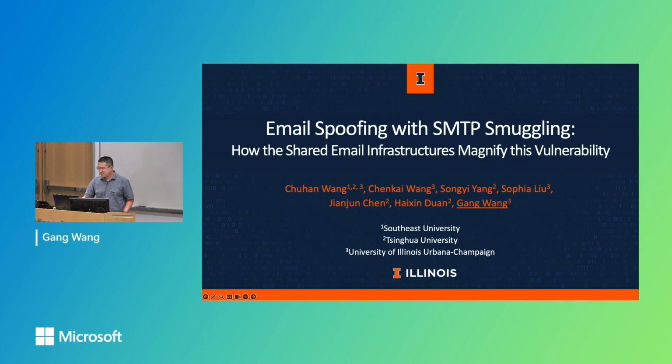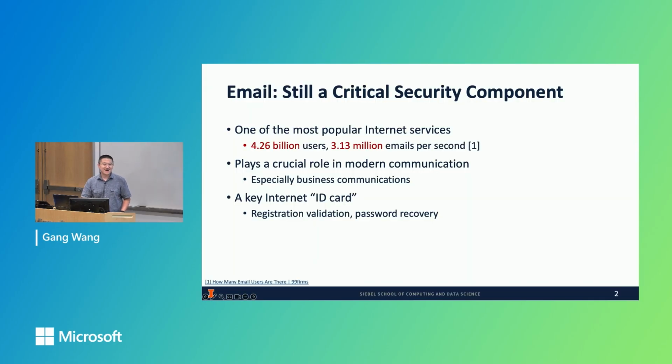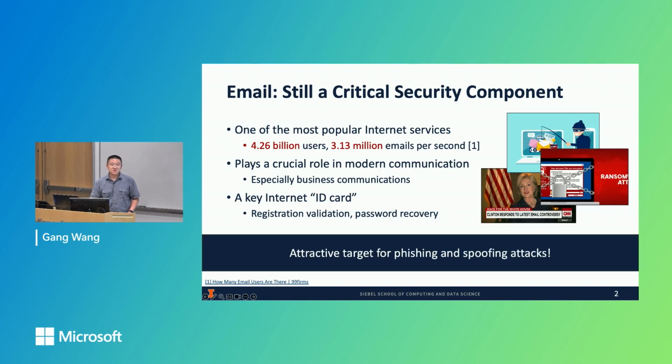So email is an old system, but it's fortunately and unfortunately still a very critical part of online security. It is used by billions of users. There are millions of emails being sent every second. It's very critical for business communications. And for general internet users, it serves as an ID card to do account verification, password recovery. So if you lose your email, you will be panicking, right? That's probably why it is a very attractive target for phishing and spoofing attacks, as you can imagine.